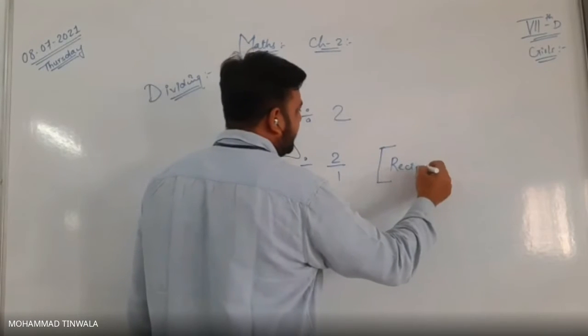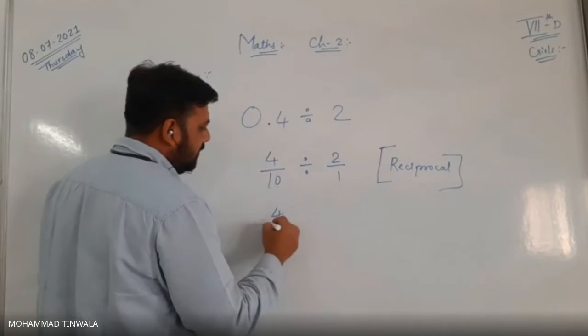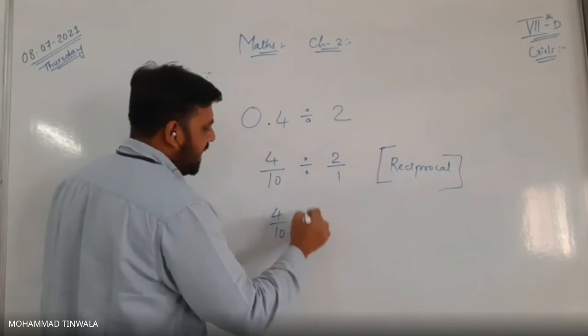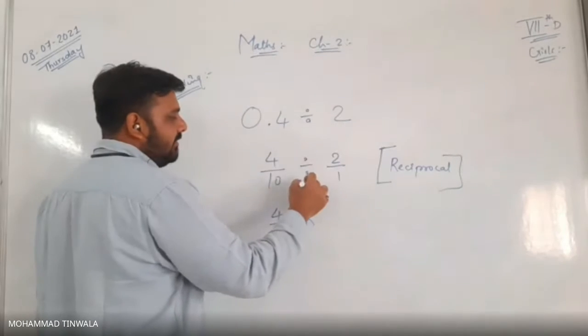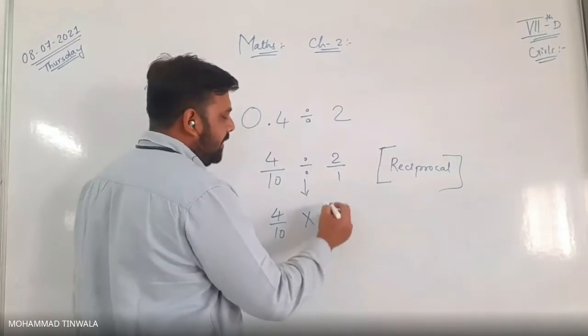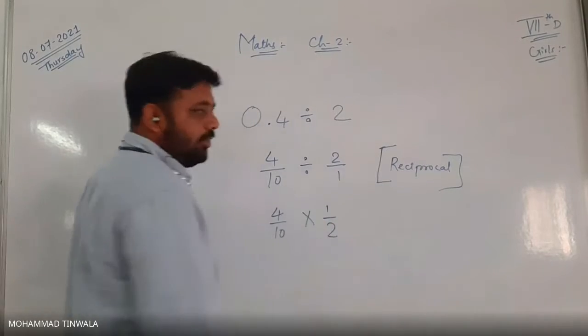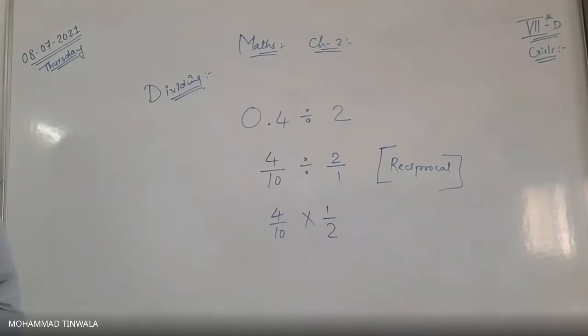Reciprocal. Very good. So we have to do the reciprocal. For 4 upon 10, the first fraction will be as it is. This division sign will be converted to multiplication. And the next fraction will be vice versa: the numerator will go to the denominator and the denominator will be in the numerator. Am I correct?